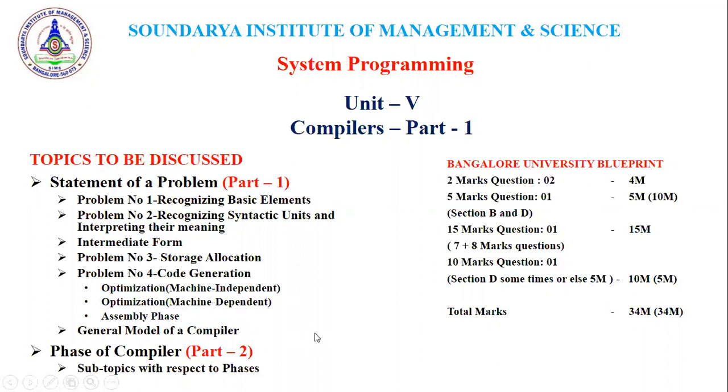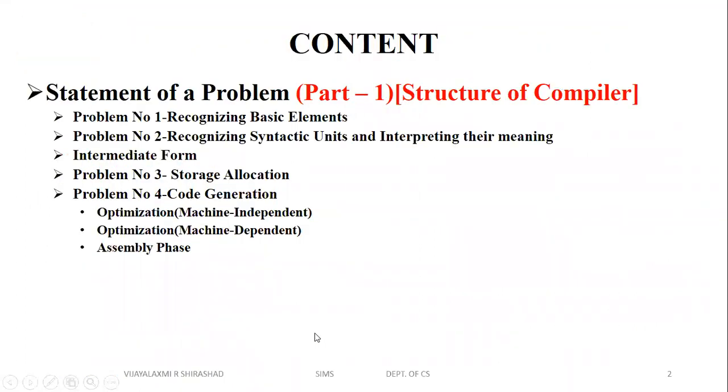So moving to the next, the content to be discussed in this compiler is in terms of two things. The entire compiler design will be divided into two structures: one is called the structure of a compiler, and the other is called the design of a compiler. In the structure of a compiler, we need to define the statement of a problem, and with respect to that, whichever subtopics appear to define the structure of a compiler, we are going to discuss.